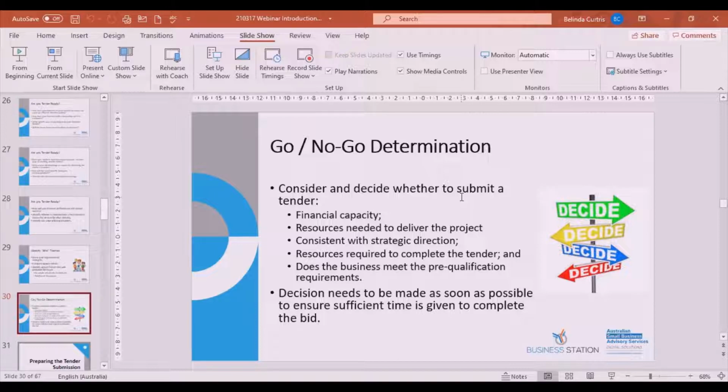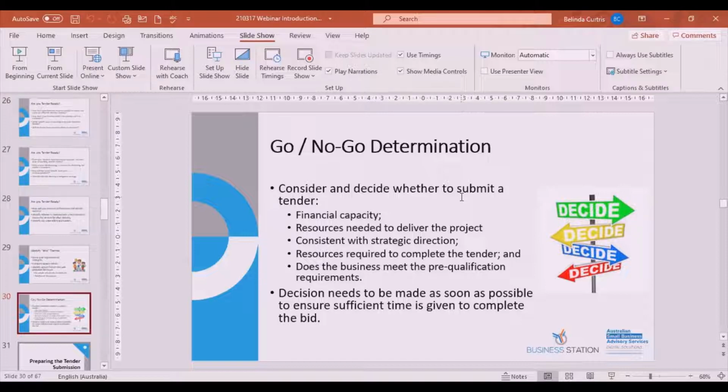Is the tender consistent with your strategic direction of the business? Do you need to engage resources to help you complete the tender document? And importantly, do you meet the pre-qualification requirements? So the pre-qualification requirements are basically you must have. And if you don't have it, then your bid's not going to be considered.